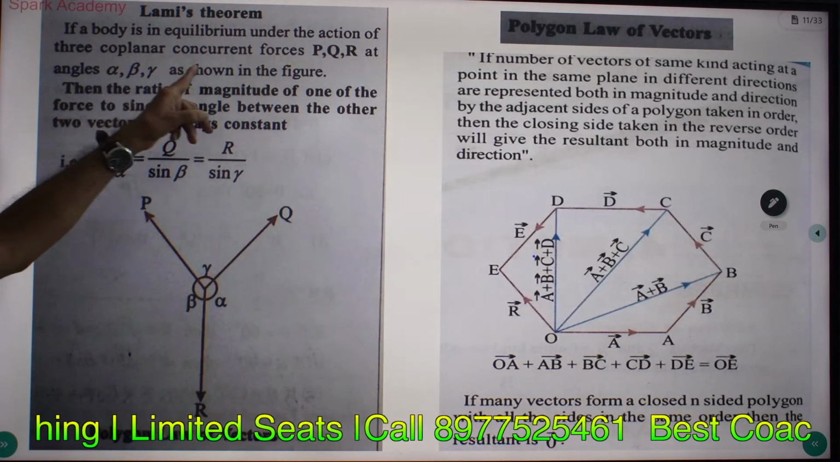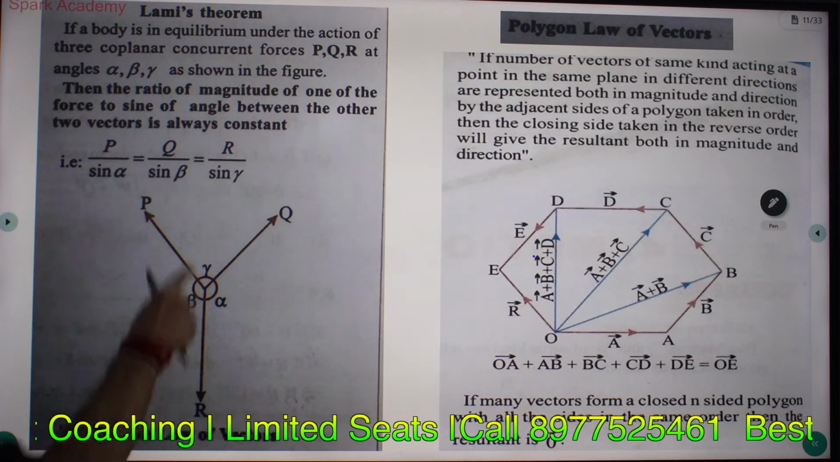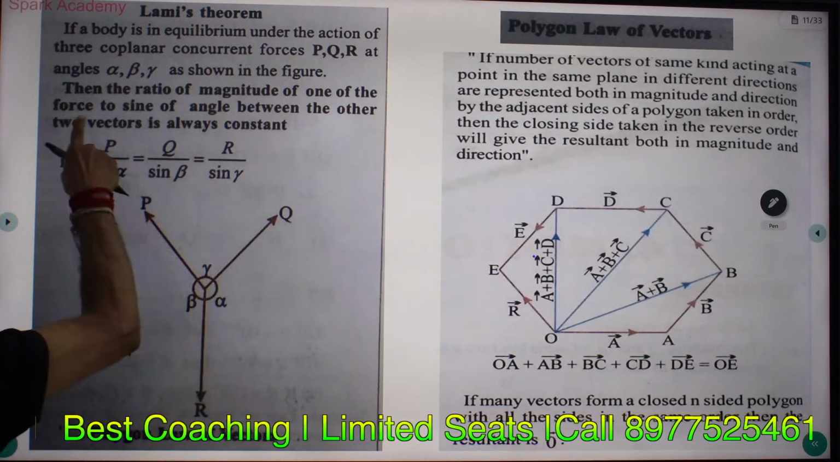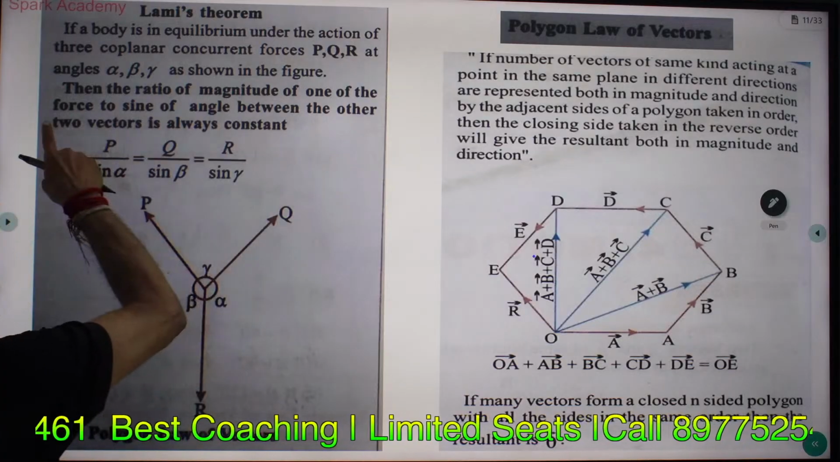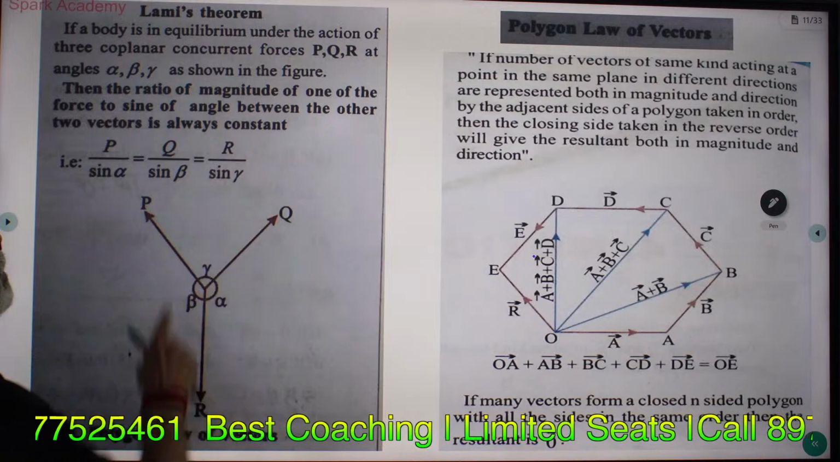If a body is in equilibrium under the action of three coplanar concurrent forces P, Q, R at angles alpha, beta, gamma, then the ratio of the magnitude of one of the forces to the sine of the angle between the other two forces is always constant.